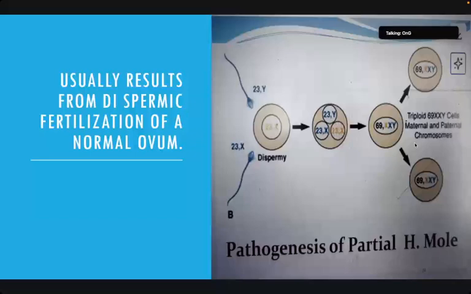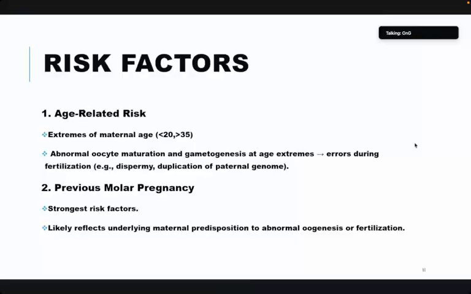And then in terms of pathophysiology of a partial mole, what happens is that there is a dispermic fertilization of a normal ovum, the result being a triploid cell with both maternal and paternal chromosomes. So what's different between the two is that complete mole is purely androgenic, whereas partial mole comprises maternal and paternal chromosomes.